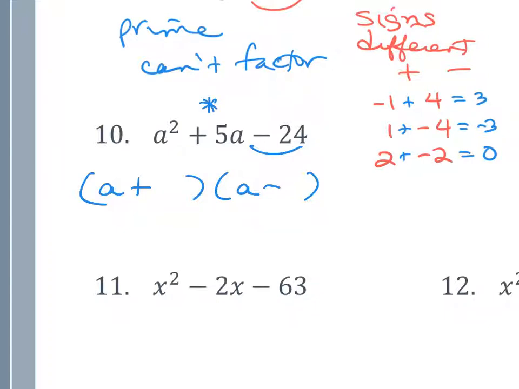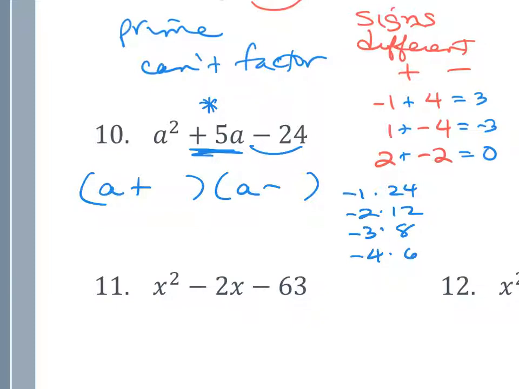When I list my factors, my larger factor is going to have the sign of the middle. So for example, 1 times 24, 2 times 12, 3 times 8, 4 times 6. Out of each one of these pairs, the sign in the middle is going to go on my bigger number. So I'm going to put a negative on the smaller ones, and now I'm going to go back through until I find the combination that when I add them gives me 5.